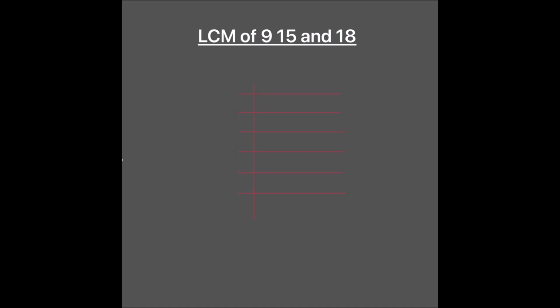Hello students, in this video we are going to learn how to find the LCM of 9, 15 and 18 using the prime factorization method. For finding this LCM using the prime factorization method, we write all the three numbers in a single ladder like so, 9, 15 and 18, and we'll divide the numbers using prime factors.